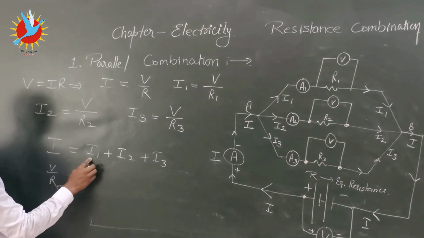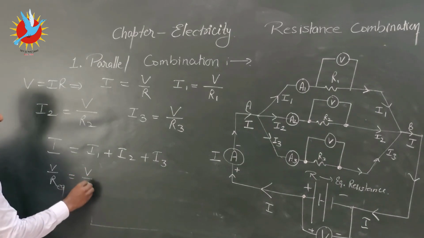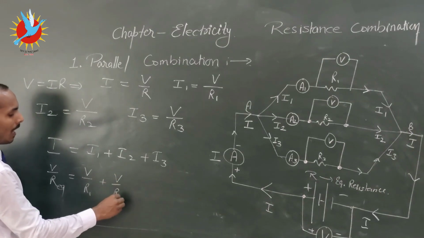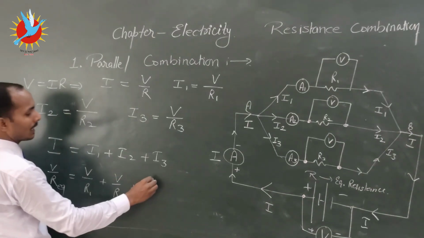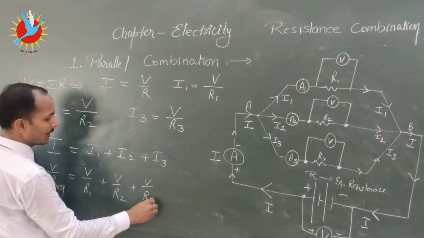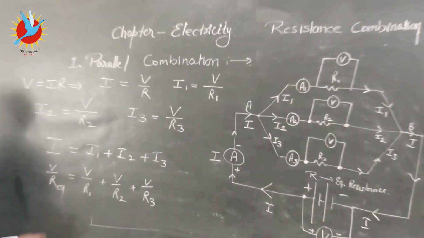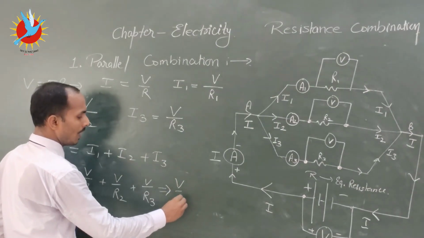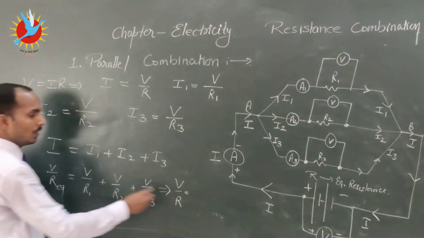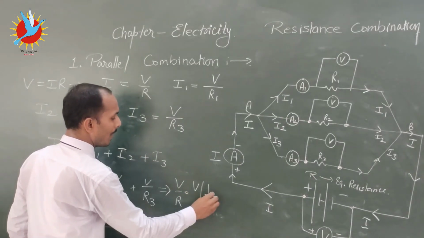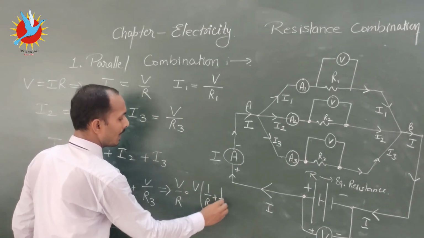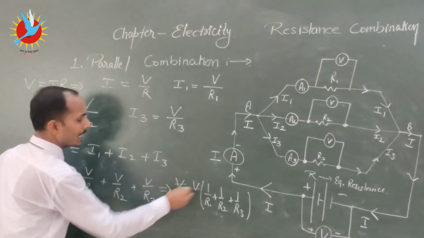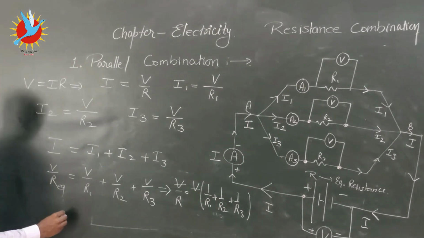The value of I1 is equal to V by R1, the value of I2 is equal to V by R2, and the value of I3 is equal to V by R3. So this is the equation. Here V is common, so we get V times 1 by R1 plus 1 by R2 plus 1 by R3. V cancels out and you get your required equation.